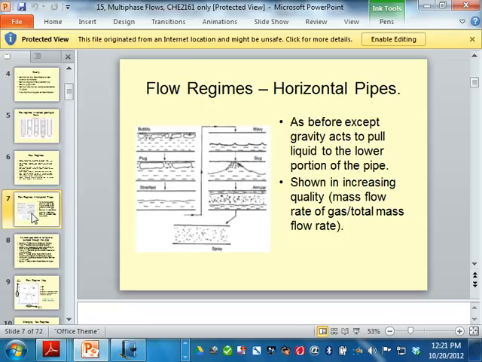So from bubbly flow, a little bit of bubbles, to more bubbles, to slugs, to stratified like this. After that, as the gas flow rate increases, it starts to form waves on the surface. Waves get so big they actually touch the ceiling of the pipe. And for the last two here, there's very little liquid and a lot of gas. So these are the different flow regimes here.